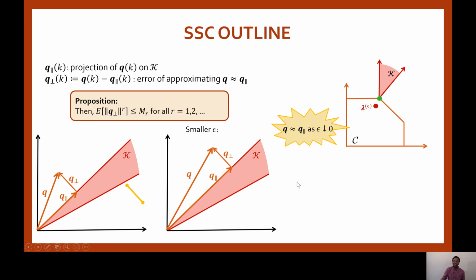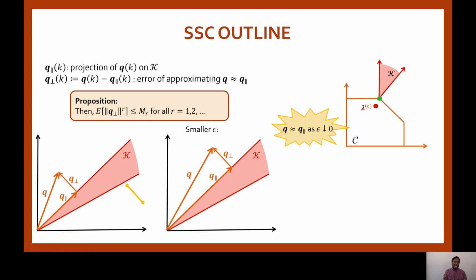More precisely, the mathematical statement that we prove is the following. Take this Q perp vector and take its norm. Any moment of it, which is a random variable, I can bound. Each moment can be bounded by an appropriate number, and this number does not depend on epsilon. As epsilon goes to 0, this does not blow up to infinity. It depends on other parameters, but not epsilon.